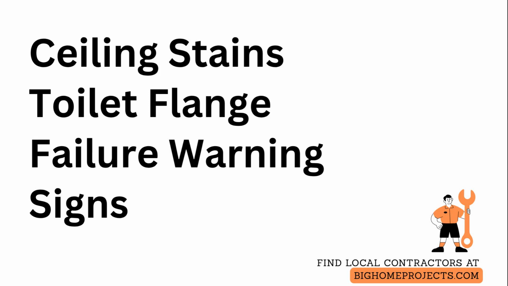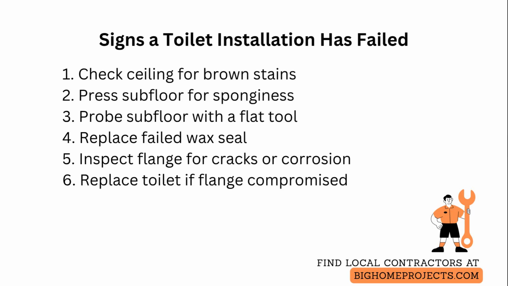Visible staining on the ceiling below a bathroom with a toilet is a clear sign that an old installation method has failed and a full replacement is likely needed. A failing toilet installation often starts with slow leaks that show as brown or yellow stains on the ceiling below where the fixture sits above another room.